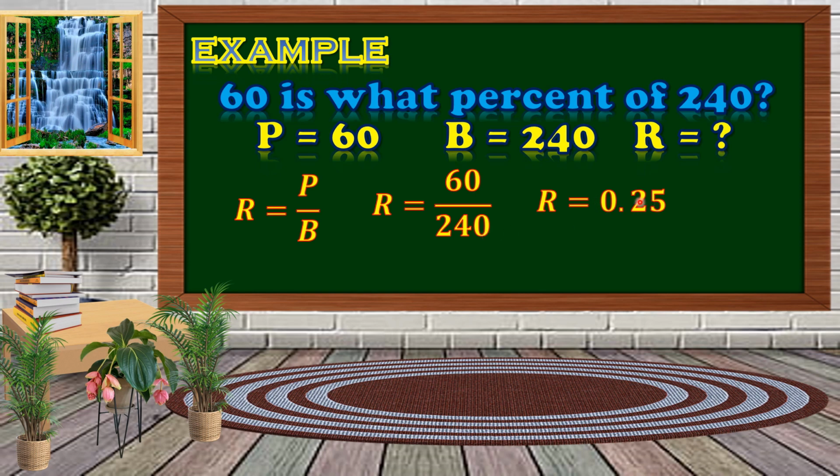This is not the final answer since we have to convert this into its percent form. Since we're going to look for the percent, we're going to multiply 0.25 by 100. So 0.25 times 100 is 25%. Meaning that 60 is 25% of 240. Again, 60 is 25% of 240.